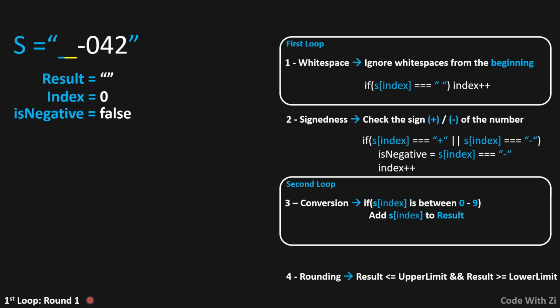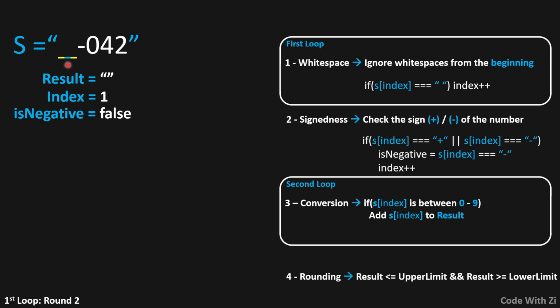So we are in the first round of our first loop, meaning this loop here, and we're checking to see if s of index is equal to a white space. Index is 0, so we're going to check the first white space here, and we know it is. So we're just going to increment index, and then again we're going to check the second one because we're going to say if s of index is equal to a white space, and index is 1.